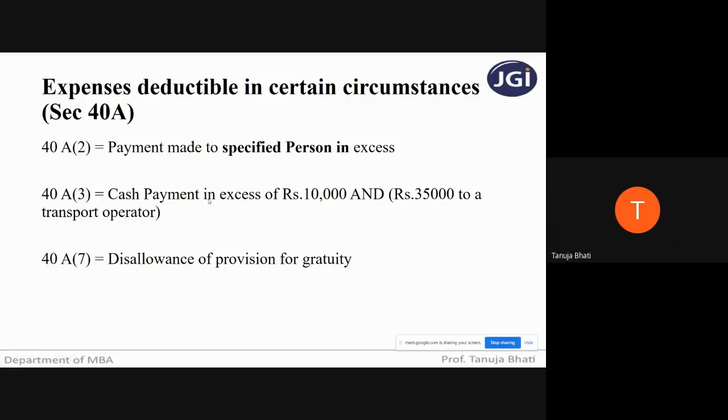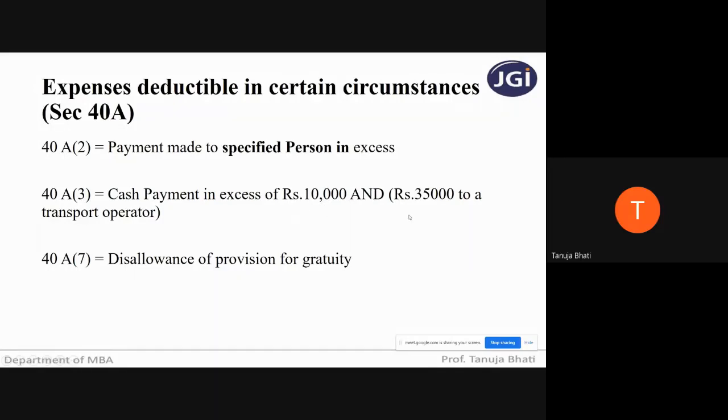then the entire payment will be disallowed. Now, what we mean by this is, no business person can make a cash payment to a single person in a single day. It is day wise, to a single person in a single day, in excess of 10,000. And if he is making payment in excess of 10,000, this excess will be disallowed.